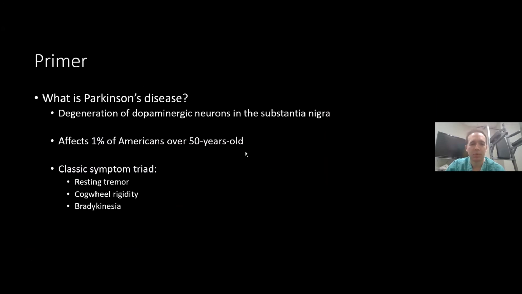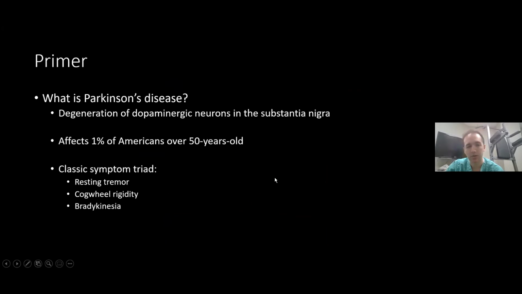Just to review, Parkinson's disease is caused by loss of dopaminergic tone in the substantia nigra. It affects about 1% of Americans over 50 years old. A lot of those people are undiagnosed. They just have a mild tremor. They don't realize it until they get older or just never get diagnosed.